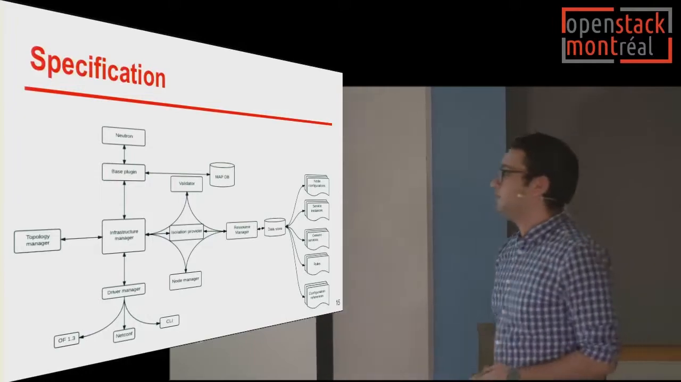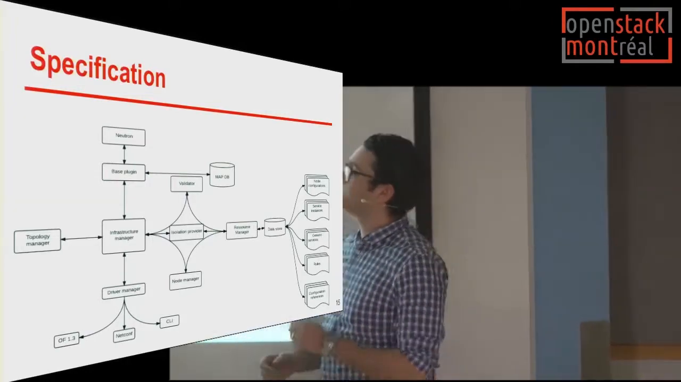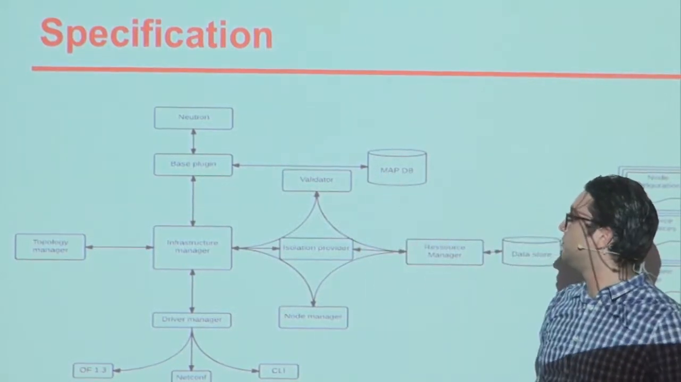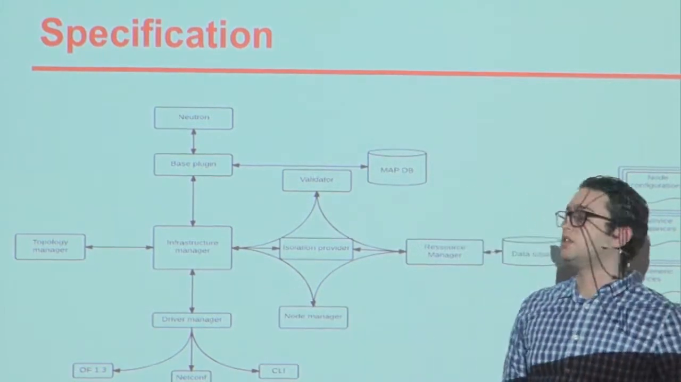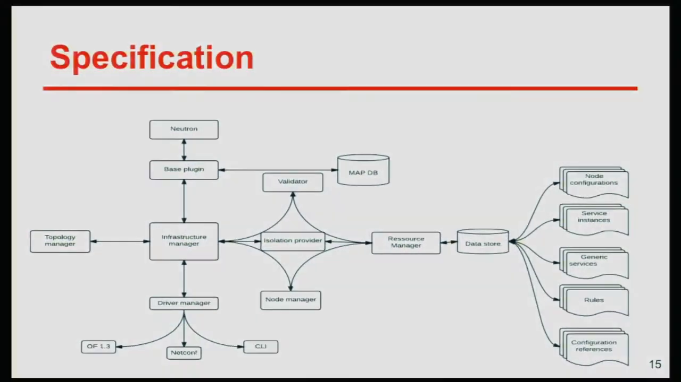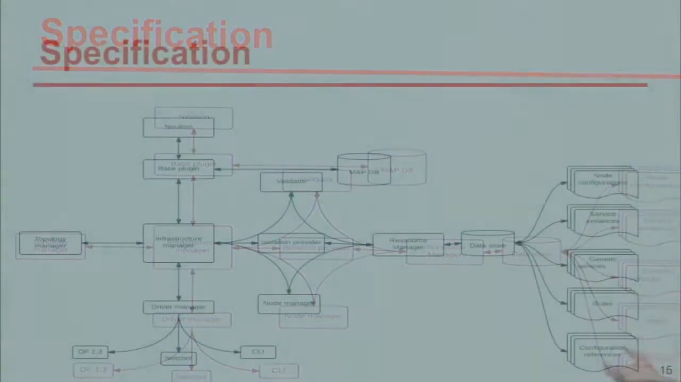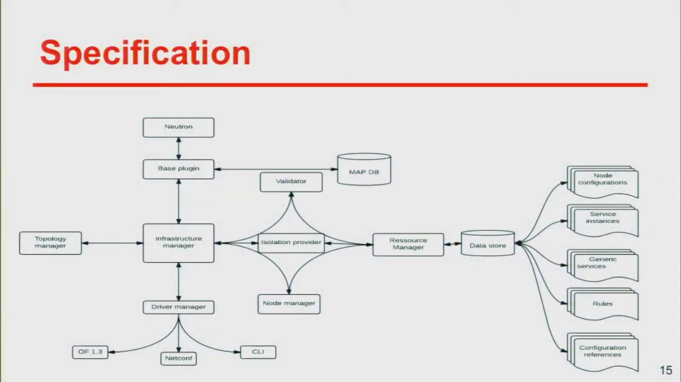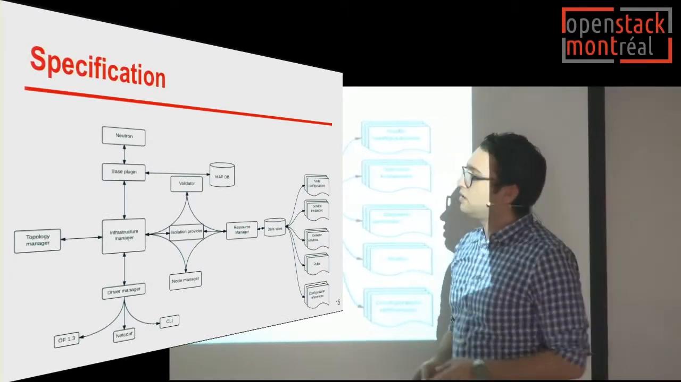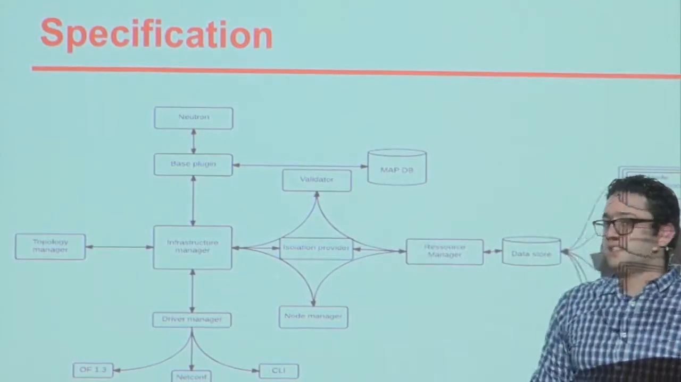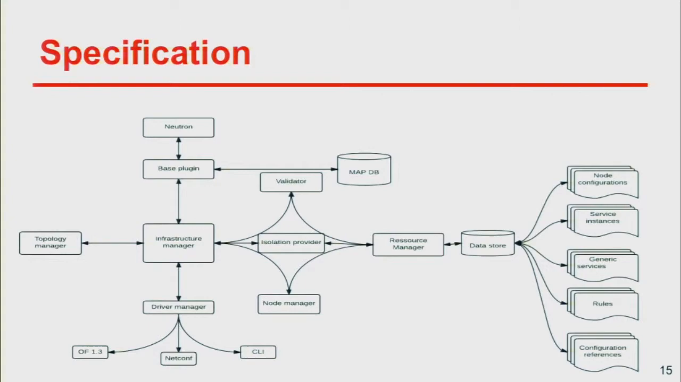This is a specification of our plugin. The MAP plugin will interact with the Neutron server using the API. It will interact with MAP DB. The infrastructure manager is able to do all kinds of virtual operations, like connecting to a virtual machine or migrating a virtual machine. The topology manager provides operations like calculating the shortest path or finding neighbors. The validator will validate equipment configurations and services.